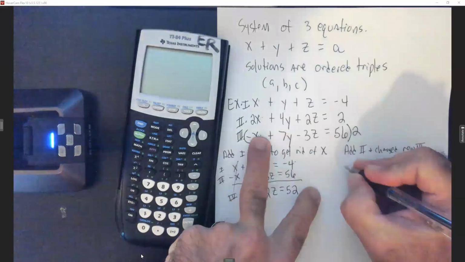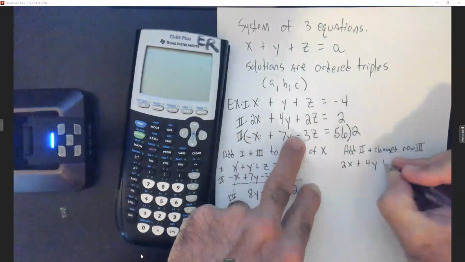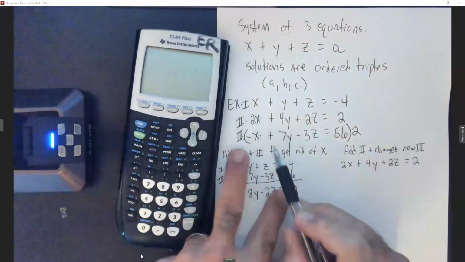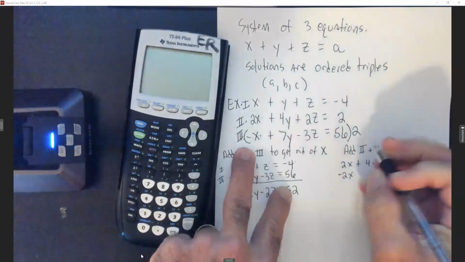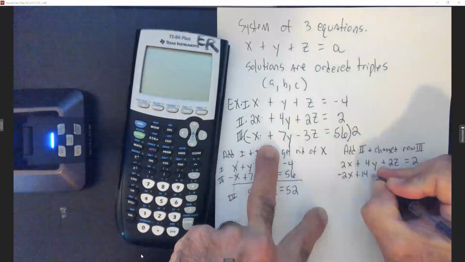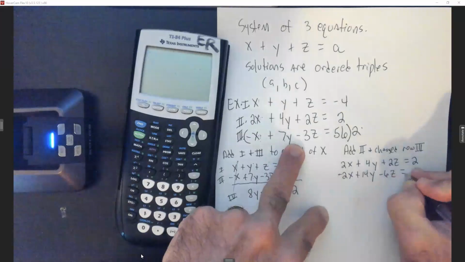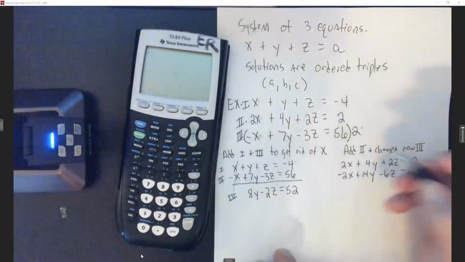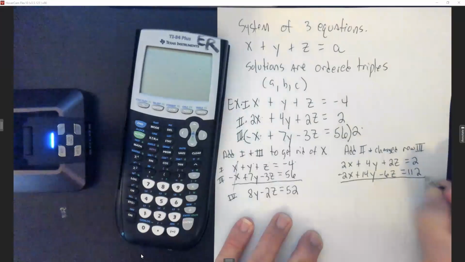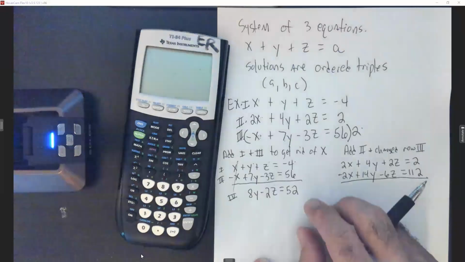So let's bring down row 2, which was 2x plus 4y plus 2z equals 2. Now remember, we're changing this row, so 2 times -x is -2x. 2 times 7 is 14y. 2 times -3 is -6z. And then 2 times 56 is 112. All right, so that's what I meant. You have to use all 3 rows in any combination to get rid of these variables, okay?